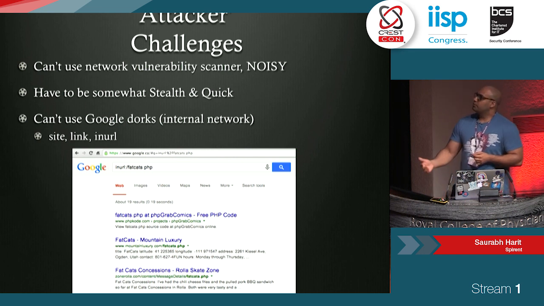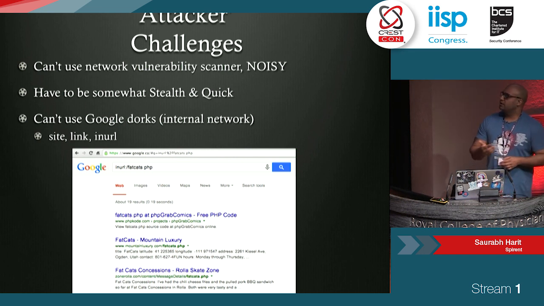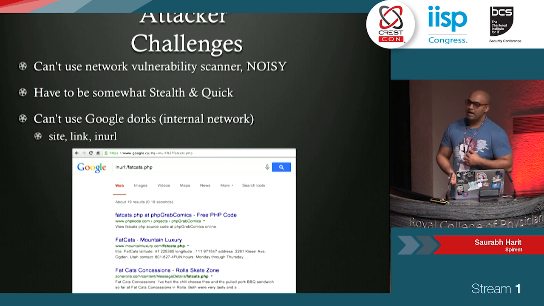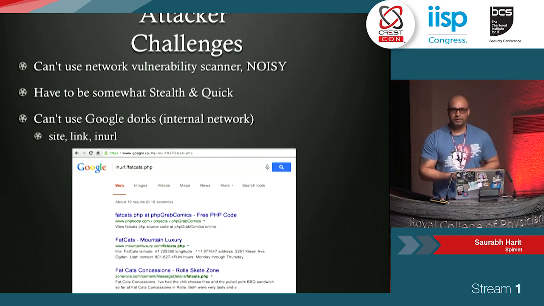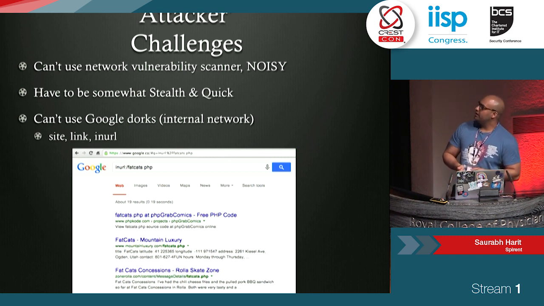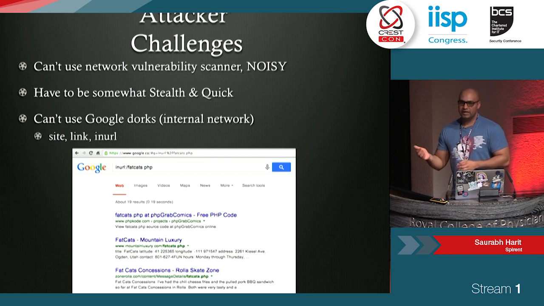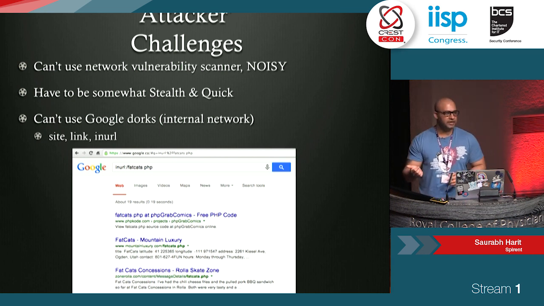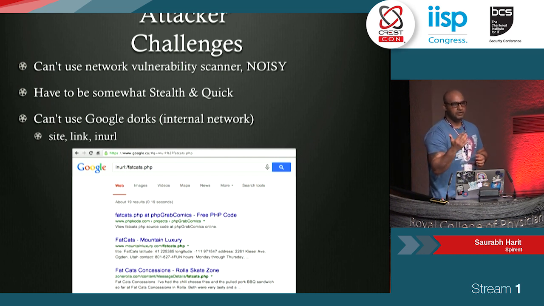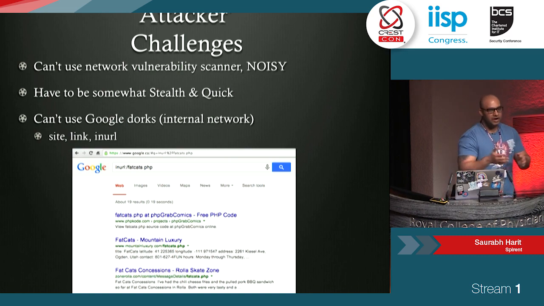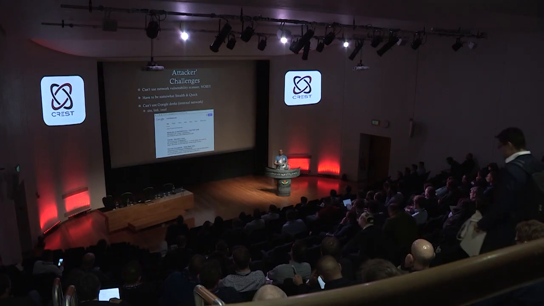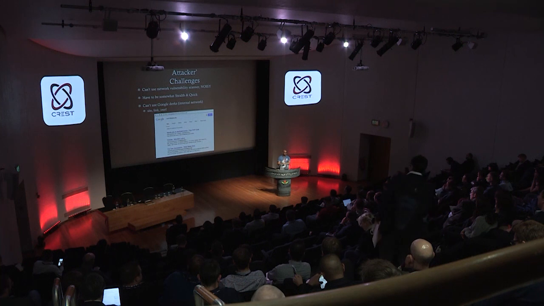Right. So some of the challenges in that situation are what I just talked about. We can't really use a network vulnerability scanner because they're too noisy. We have to be stealthy. We have to be quick. One of the things I wanted to mention is that the approach I'll talk about in this presentation is just one approach. I'm just looking at different DevOps misconfigurations, and there could be many other parallel approaches that you could take on a particular network to compromise it.